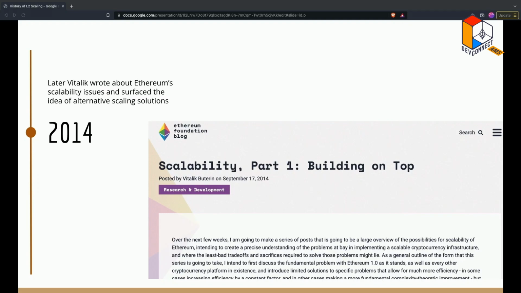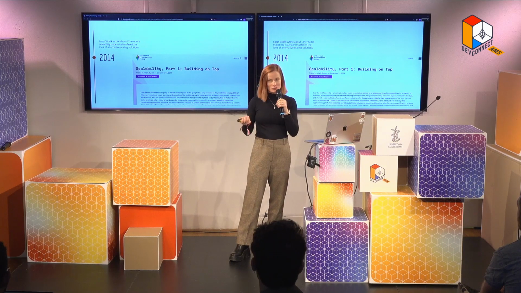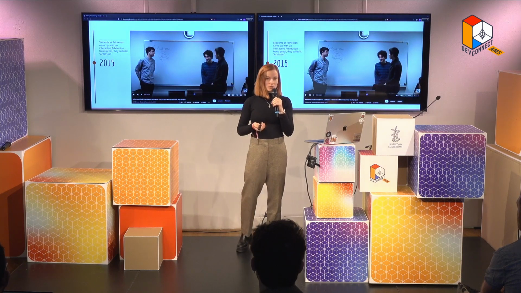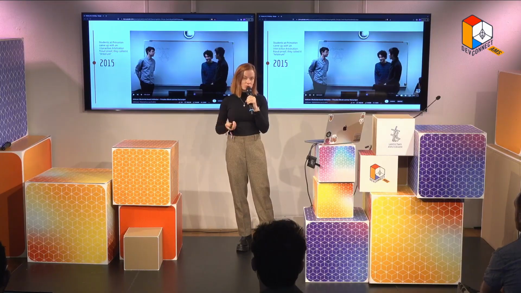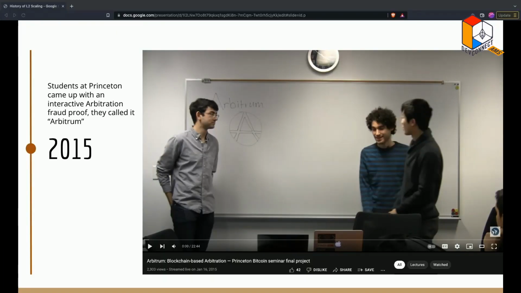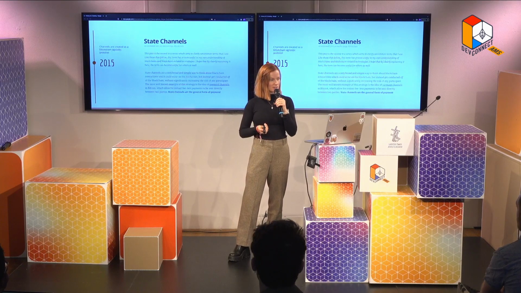Ethereum wasn't perfect when it first launched. Vitalik knew this, we knew this. Truthfully, nothing is perfect upon inception. Then in 2015, students at Princeton came up with an interactive Arbitrum-based fraud proof. They called it Arbitrum, and that is the foundation of what Arbitrum is today. Later that year, Ethereum officially launched.